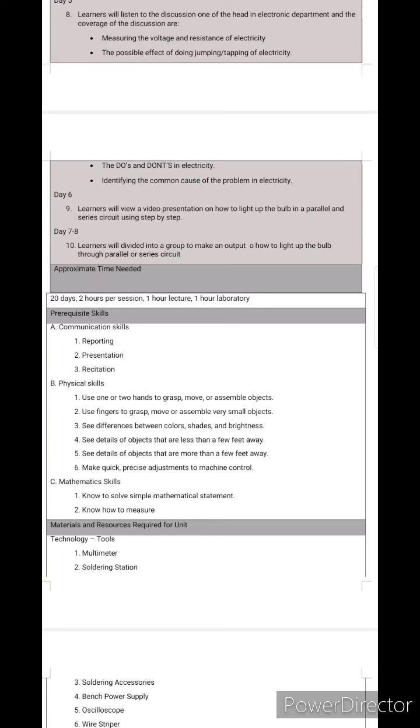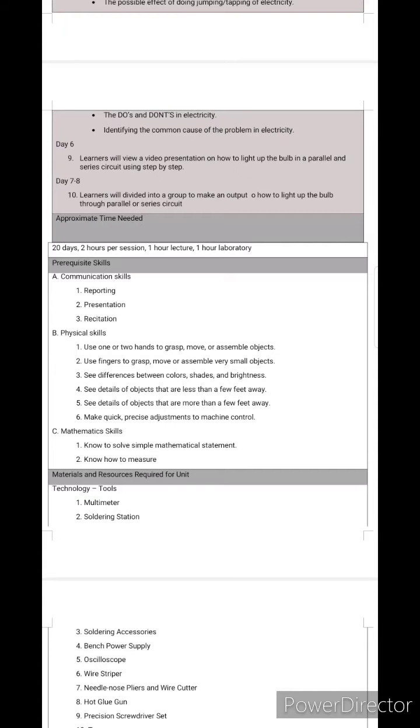See differences between color, shades, and brightness. See details of objects that are less than a few feet away. See details of objects that are more than a few feet away. Make quick, precise adjustments to machine control. C. Mathematical skills: know how to solve simple mathematical statements. Second, know how to measure.